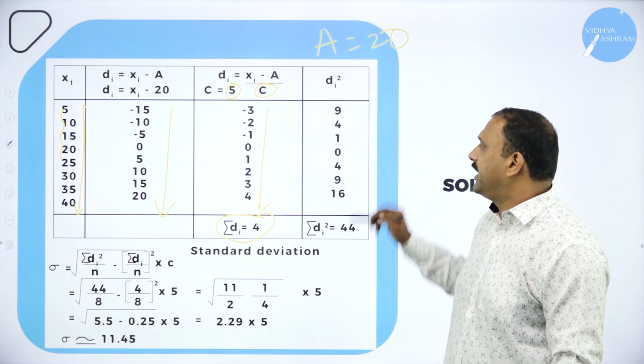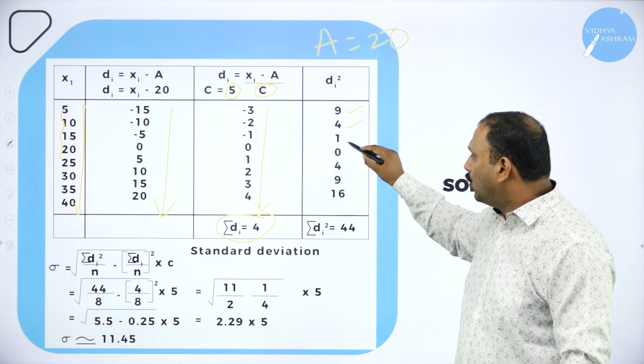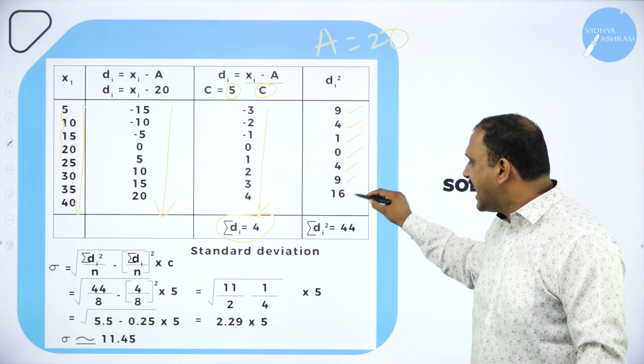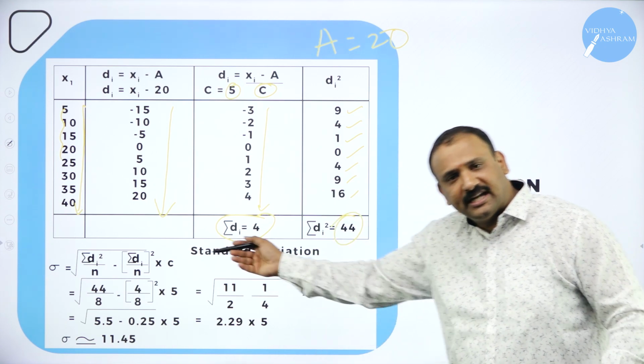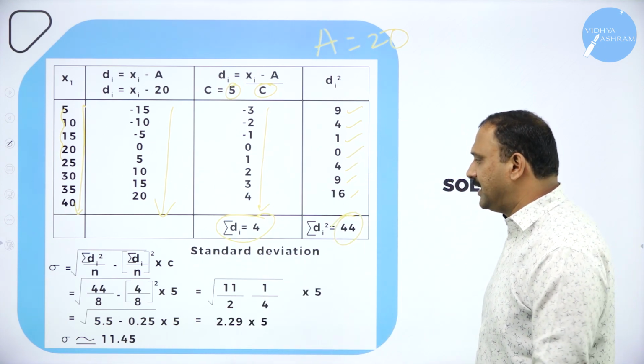Now, let's do the square of this. So 9, 4, 1, 0, 4, 7 and 16. The total value is 44 here. So let's try solving the values here very clearly.